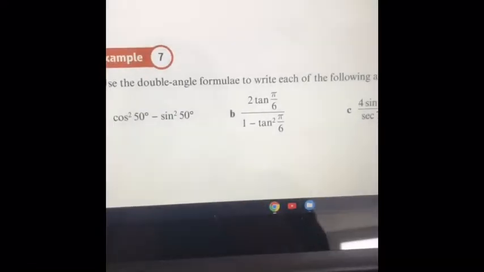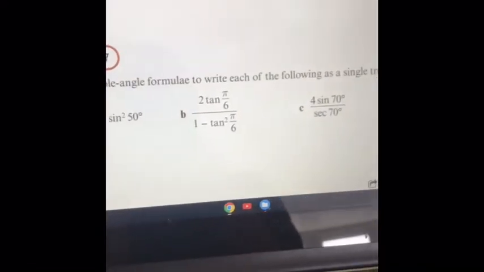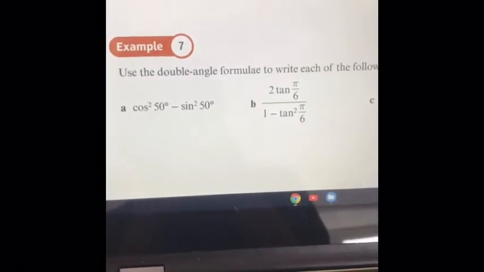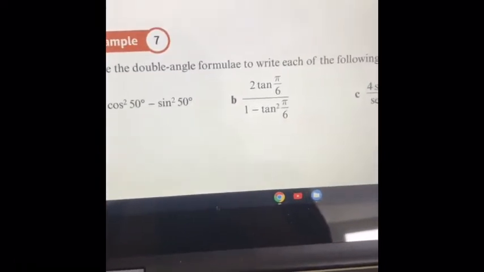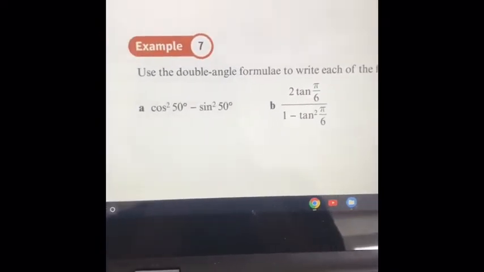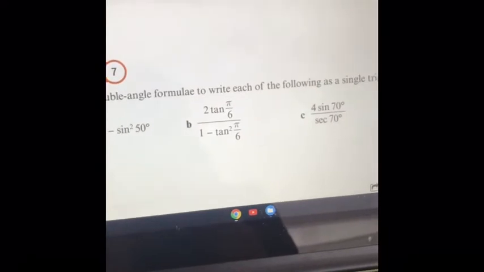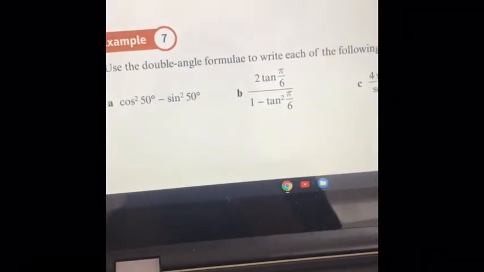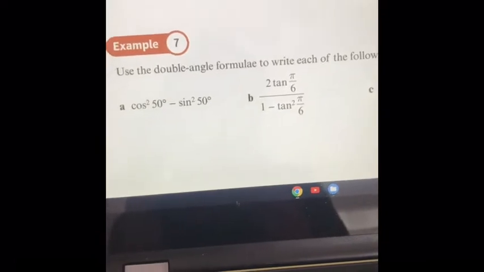Okay, so I'm looking at page 174 of Pure Book 2. I'm looking at the double angle examples. I just thought I'd work through these with you, just because this is a difficult topic and I'd rather take it slow. Okay, so it says use the double angle formula to write each of the following as a single trig ratio. So if you've got a piece of paper, can you get these examples down as well? Don't just watch me do it, actually do it with me.